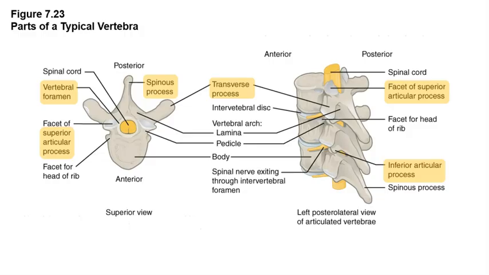Returning to figure 7.23, we can examine the vertebral foramen, which contains the spinal cord, the spinous process, which forms the posterior projection of the vertebra, and the two transverse processes, which form the right and left lateral projections from the vertebral arch. Near the pedicle are the pair of superior articular processes which project upward, forming joints with the inferior articular processes of the vertebra that's located above it.